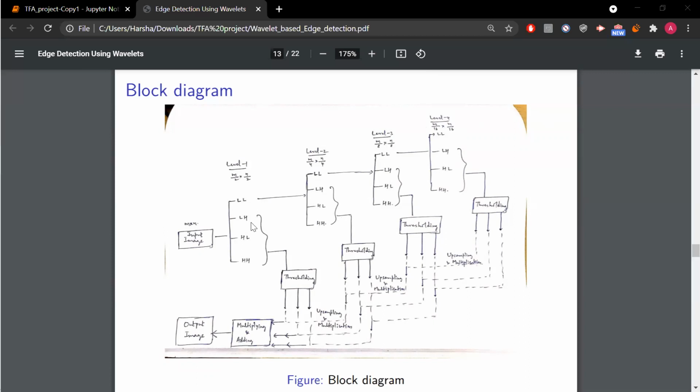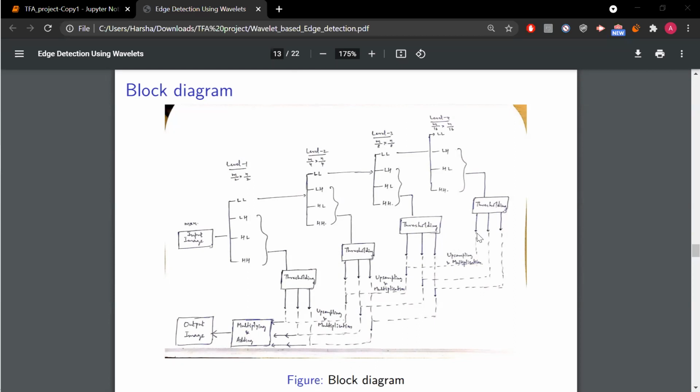And in each level we'll do one more thing. We'll threshold the remaining 3 subbands. So in level 1 we'll threshold these 3 subbands. In level 2 we'll threshold these 3 subbands. In level 3 we'll threshold these 3 subbands. And so on. Now in the final level, after obtaining LH, HL, and HH and then thresholding them, we'll just upsample them and multiply with the corresponding subbands in the previous stage.